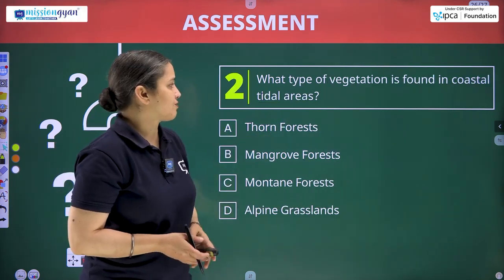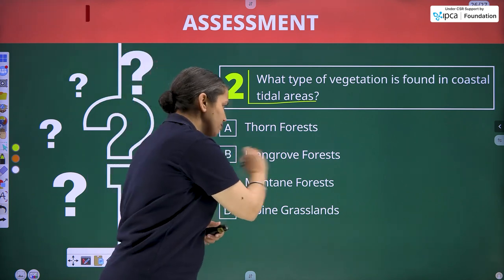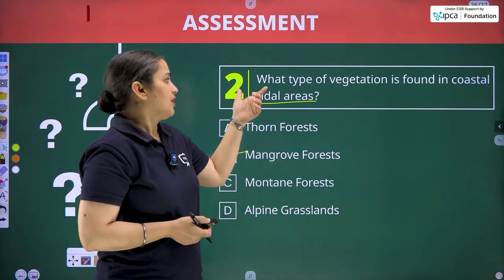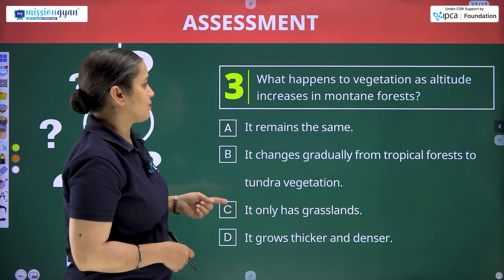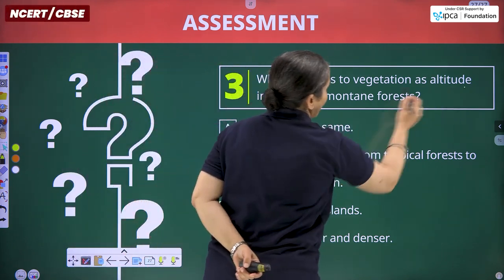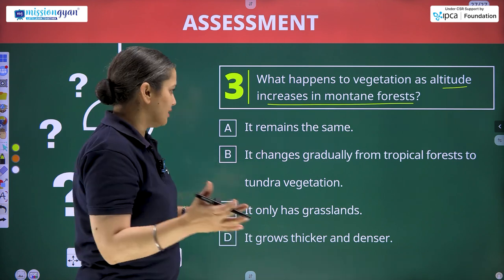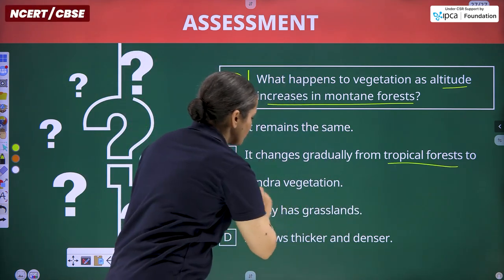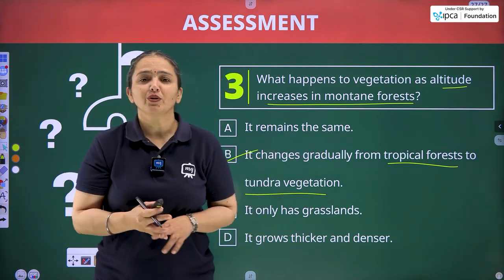What type of vegetation is found in the tidal areas? We are going to talk about mangrove forests, as mangrove forests are also known as tidal forests, and the word tidal has been derived from the word tides itself. Question number 3. What happens to vegetation as altitude, height, increases in the montane forest? It changes gradually from tropical forest to the tundra vegetation. This is the answer.